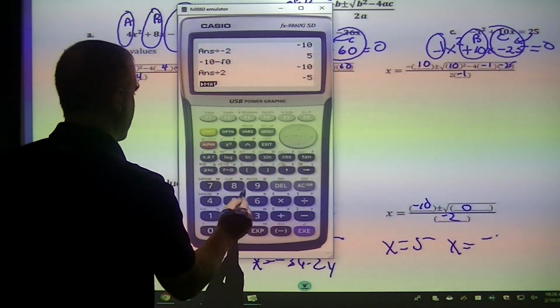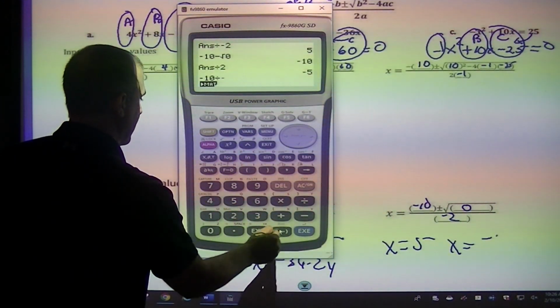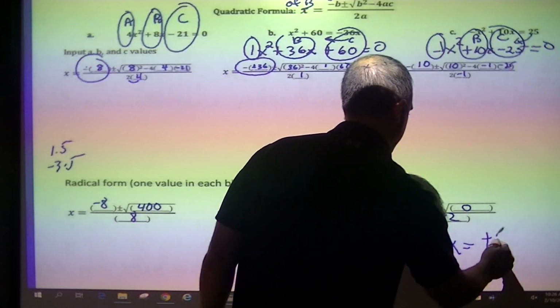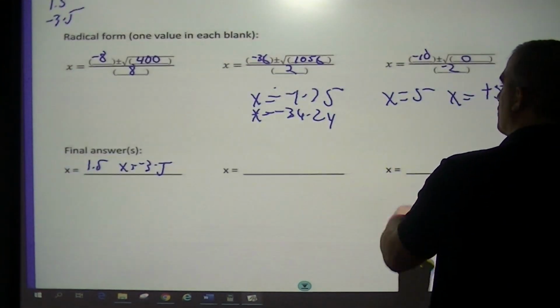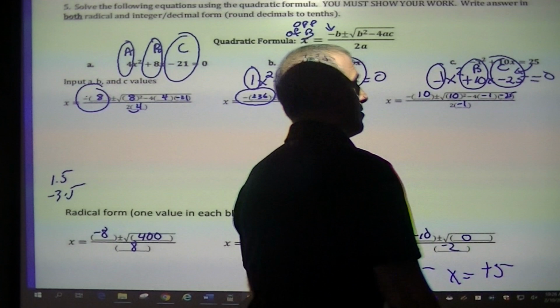Oh, whoops, I forgot to divide by negative 2, sorry. Negative 10 divided by negative 2. That answer is also 5. So both answers will end up being 5. You can write those down there. I just didn't want to do it because of the room.